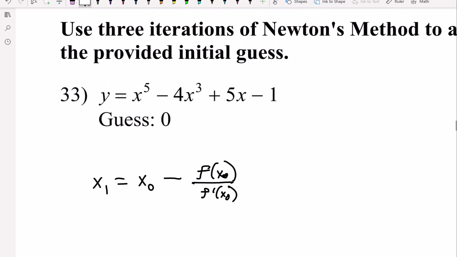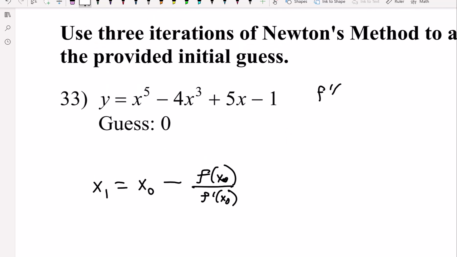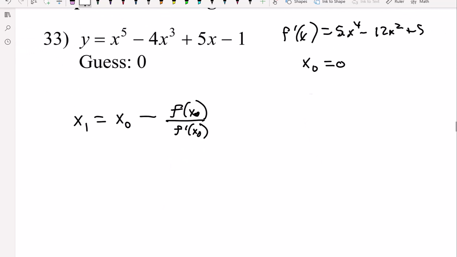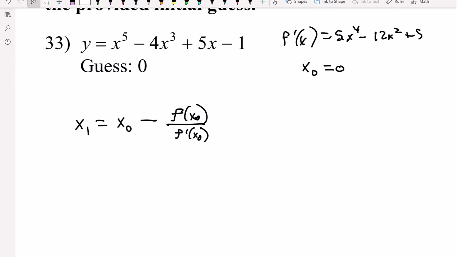All right, so you have to find the derivative, which is 5x to the fourth minus 12x squared plus 5. So x naught is equal to 0. So that's going to make this process a little bit easier. So then we plug it in.